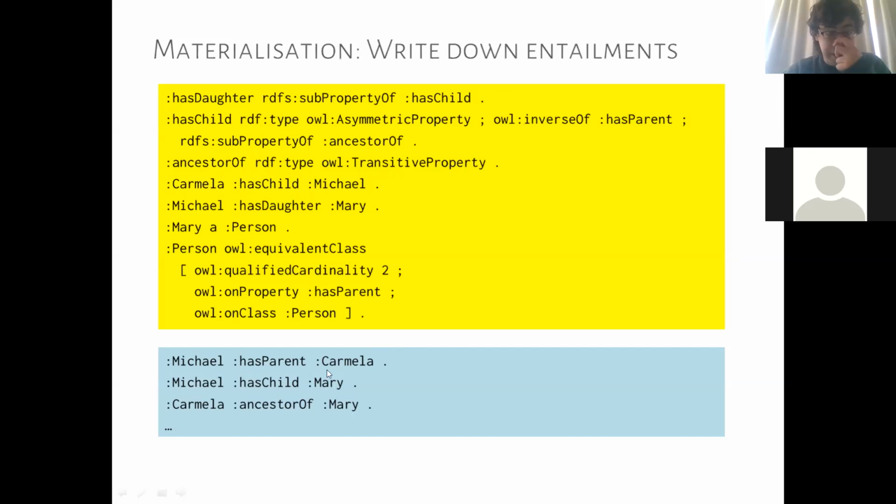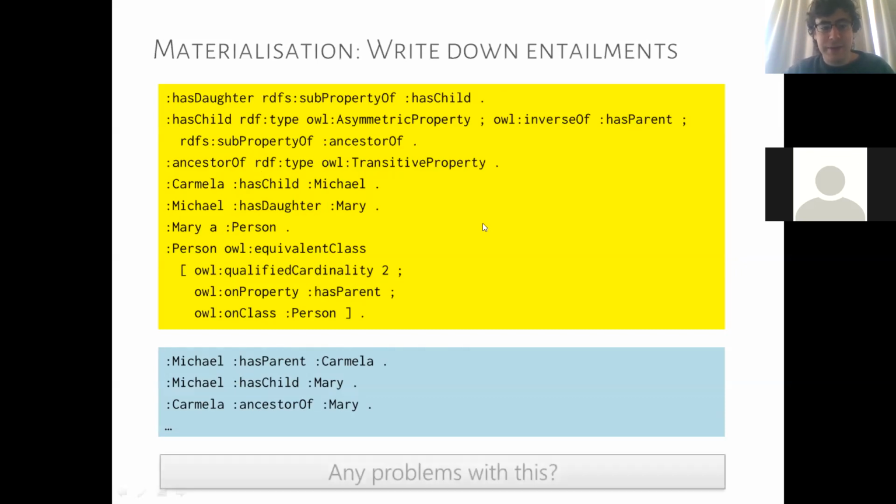For example, Michael has parent Carmela. That follows from Carmela has child Michael and has child inverse of has parent, right? But we'll quickly run into a problem, right? And the problem is that if we look at some of the definitions here, we see a person is equivalent to having two values on the property parent from the class person. Okay. So what will happen here? We have Mary as a person.